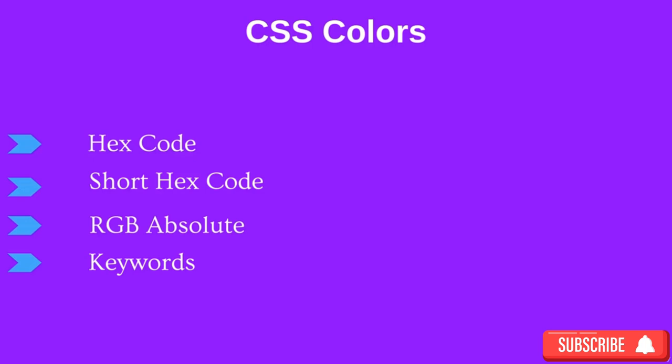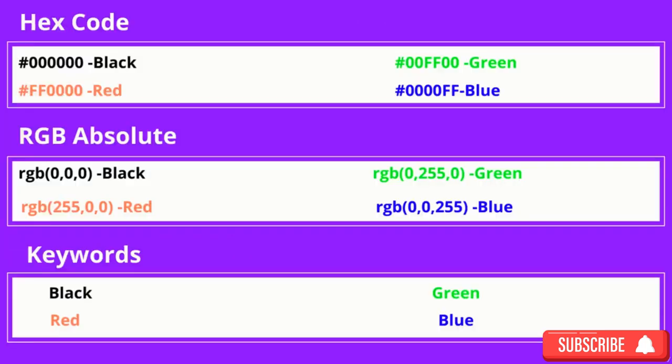As we know, whenever we talk about a color, all the colors are made up of 3 basic colors, that is red, green and blue. So this RGB combination will help us in forming the different colors which we can make. So hexadecimal, short hex code, RGB absolute, that is red, green, blue absolute, and the keywords. Keywords will help us in writing the name of a specific color.